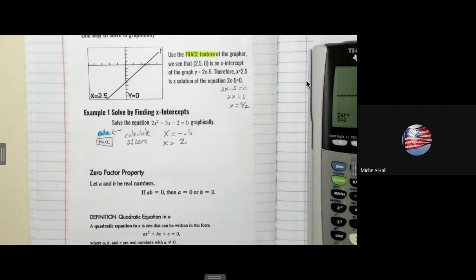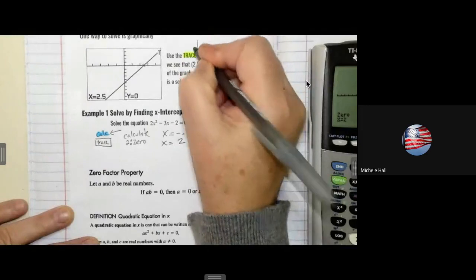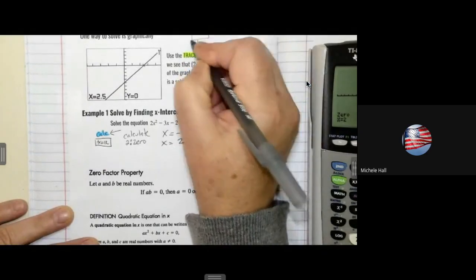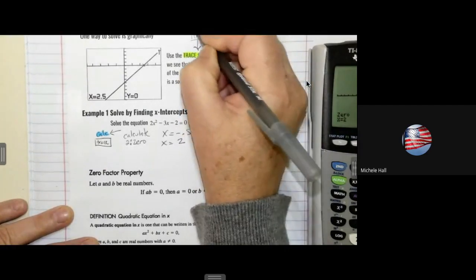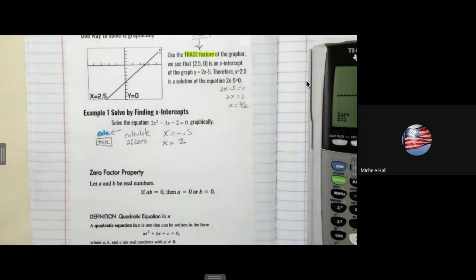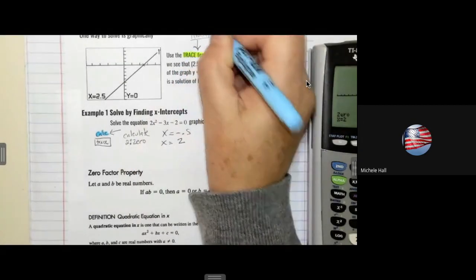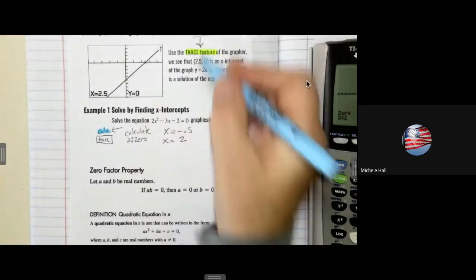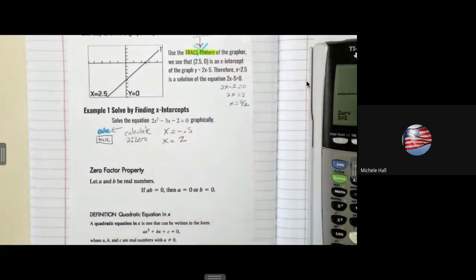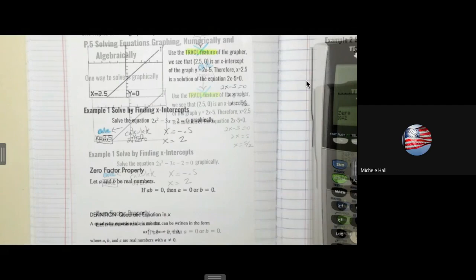I wouldn't even use the trace feature. I'm going to use the calc button. But you know that trace is there anytime. I'm not going to probably use the trace button too much.